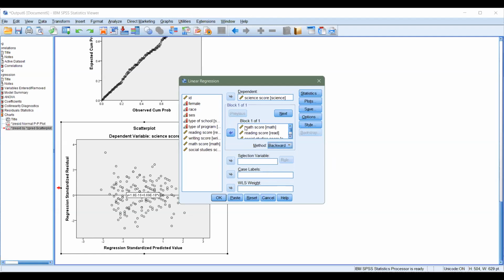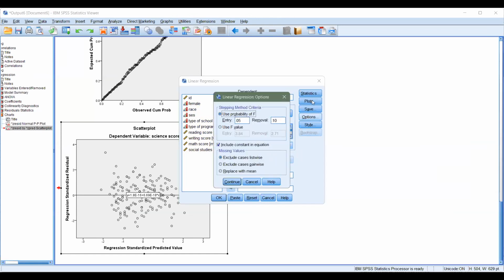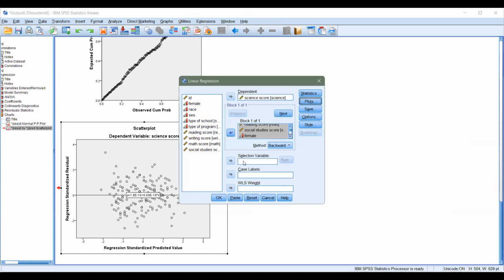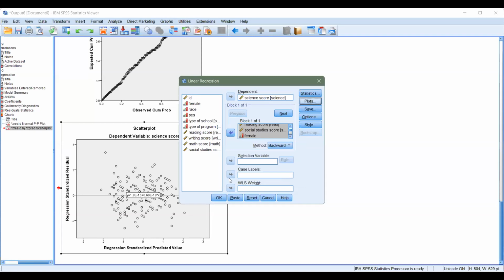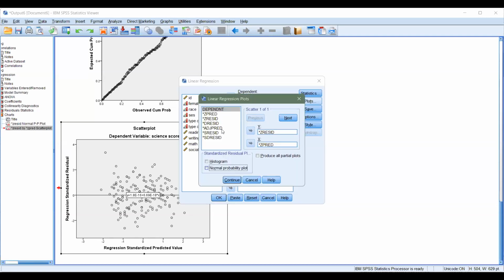Let me apply one of them. Let's say the backward method. Okay, in all of the variables we can apply, let's say select all the variables except ID, which cannot be a variable. Okay, I'm applying all the variables, and let's see what is happening here. Okay, and let me remove these assumptions now, because otherwise these plots are going to come again and again, and we don't want them now. So cancel. Okay, we don't want the normal probability plot now. We are building the regression.